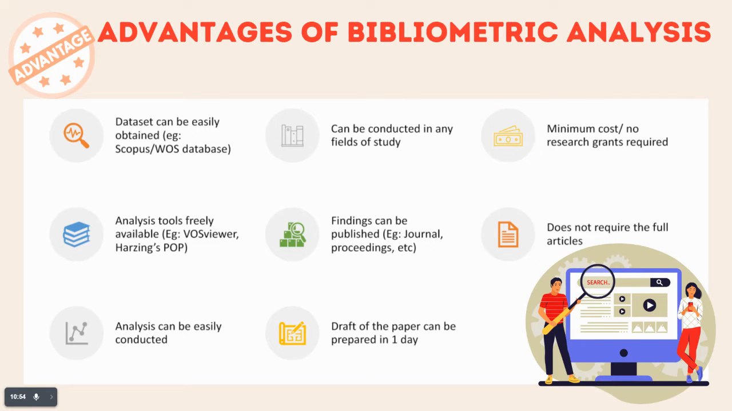But if you want to do the bibliometric analysis, your data set you can easily get from the Scopus or Web of Science database, right? Or Google Scholar. So for the data set, you don't need to think about it. You can easily get it. After that, it can be conducted in any field of study. Let's say now you are working on transportation engineering, but you want to work on, let's say, civil engineering, particularly in construction engineering, right?